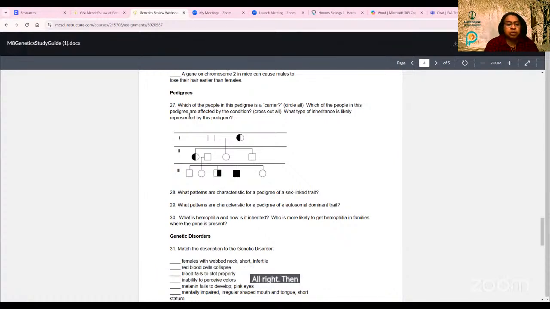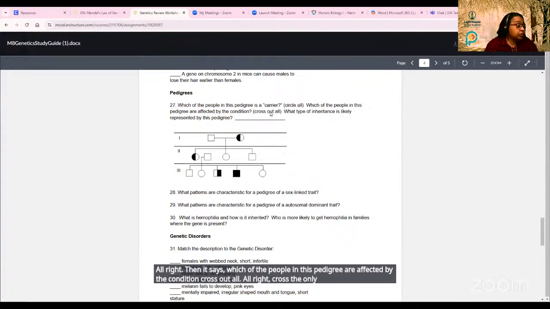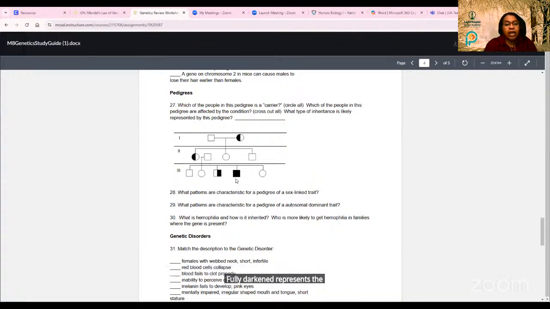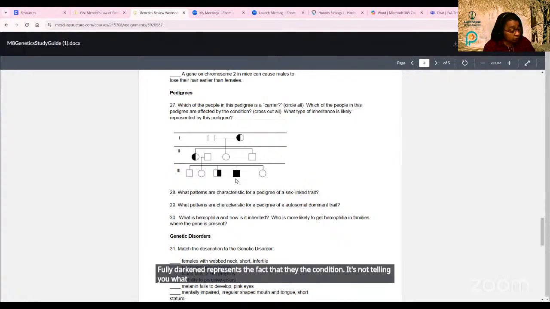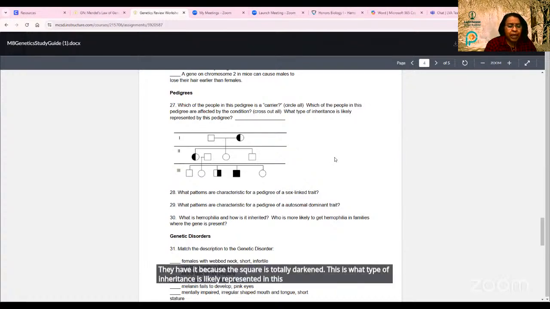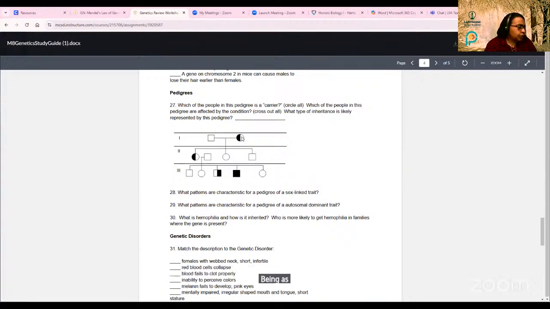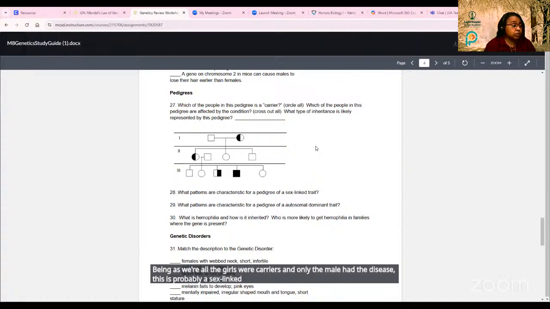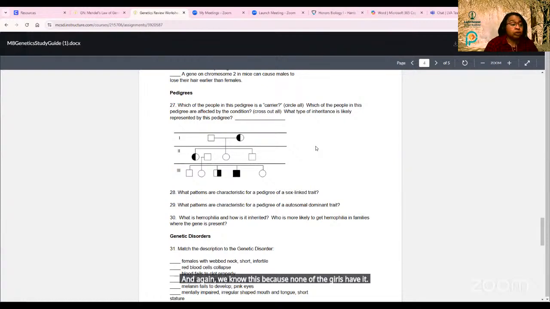Then it says, which of the people in this pedigree are affected by the condition? Cross out all. The only one that you need to cross out is in the third generation, the male square that is fully darkened. Fully darkened represents the fact that they have the condition. It's not telling you what condition, but whatever condition it is, they have it because the square is totally darkened. It says, what type of inheritance is likely represented in this pedigree? Since all the girls were carriers and only the male had the disease, this is probably a sex-linked disease. Again, we know this because none of the girls have it. Girls are carriers, but the male seems to have inherited it.